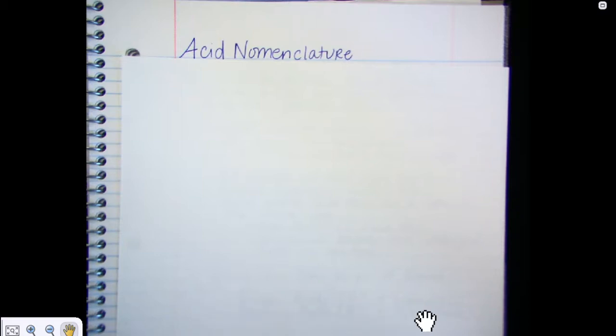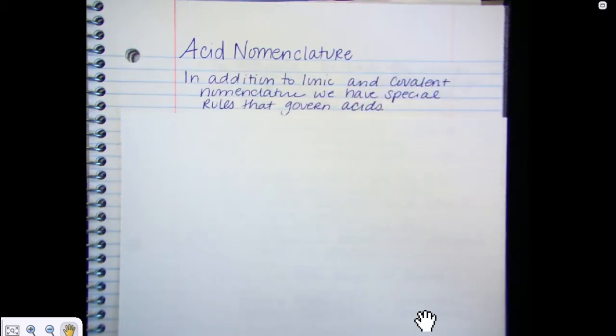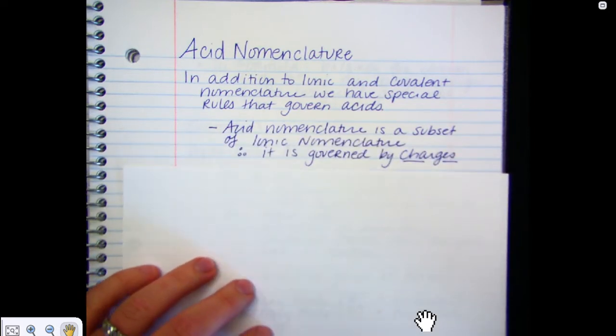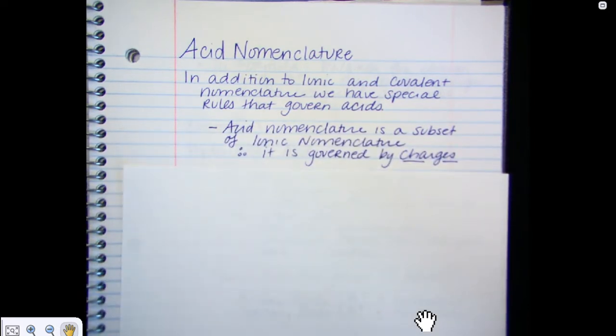All right, so we're going to go over acid nomenclature. In addition to ionic and covalent nomenclature, we have special rules that govern acids. Acid nomenclature is a subset of ionic nomenclature, is kind of the way I like to think about it, because acidic nomenclature is governed by charges.